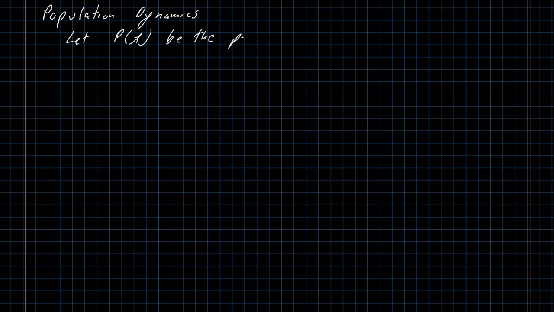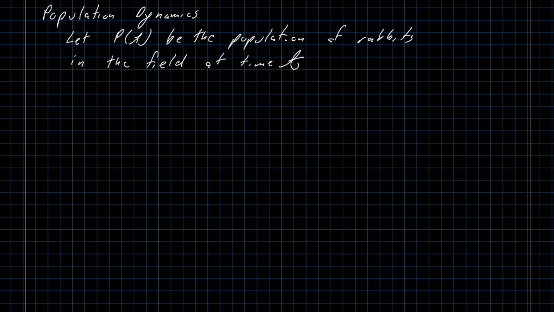One of the classic applications of the phase line comes in population dynamics. Let capital P of t be the population of rabbits in a field at time t.